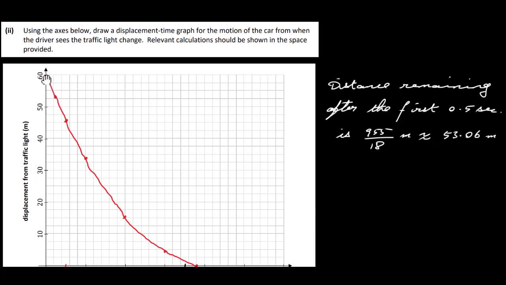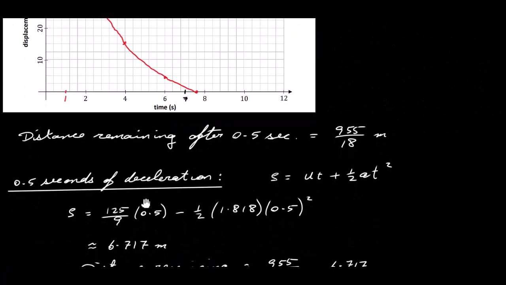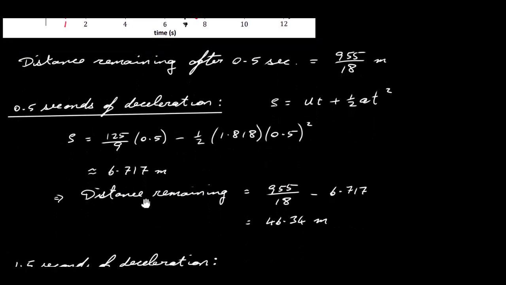So this part here is a straight line. After that, he starts to decelerate, so we're going to get this curve here. So let's work out these individual points. The first one then is 0.5 seconds of deceleration. Remember as well that the distance remaining after 0.5 seconds is 955 over 18 meters. So that's the distance of deceleration, if you like.